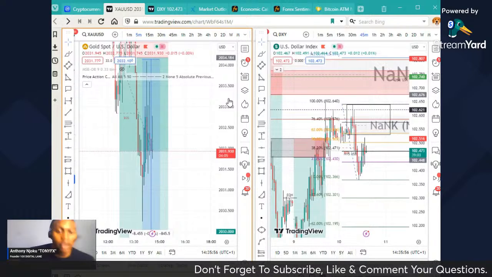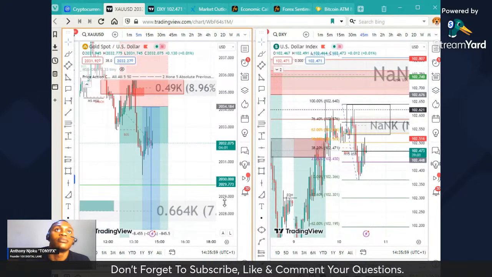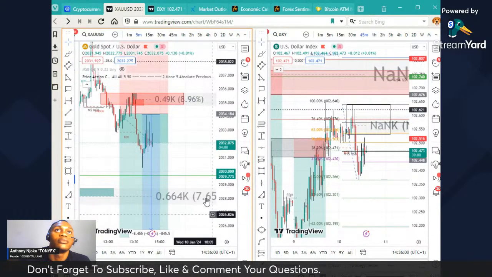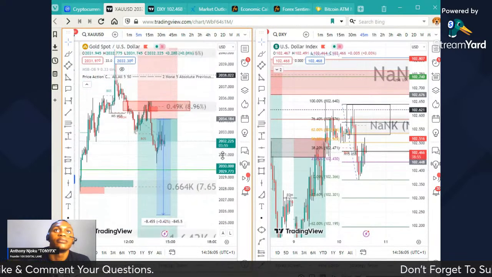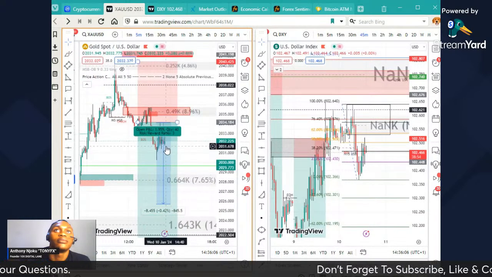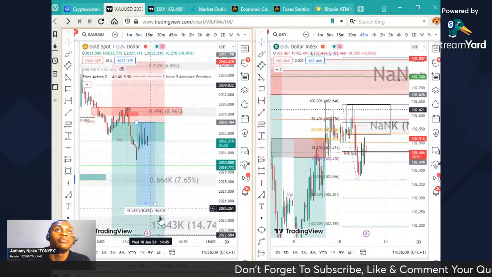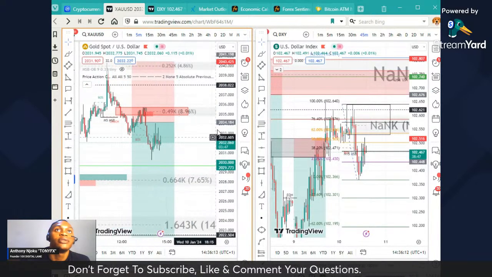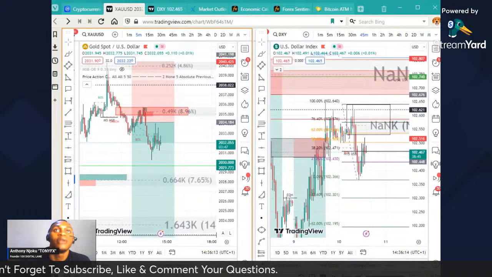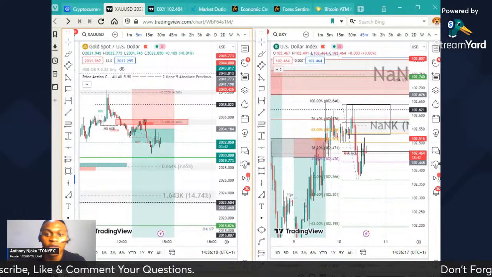Okay, gold is going down. It's going down smoothly. But GBP is still dancing around. So I think we'll call this a wrap.